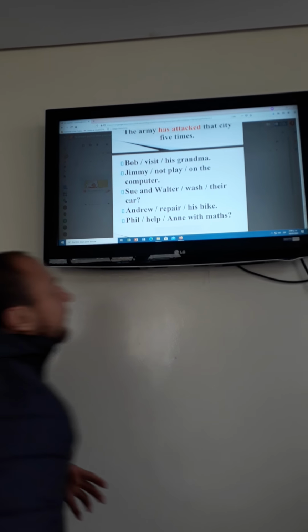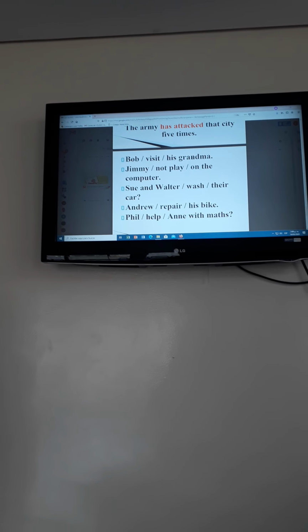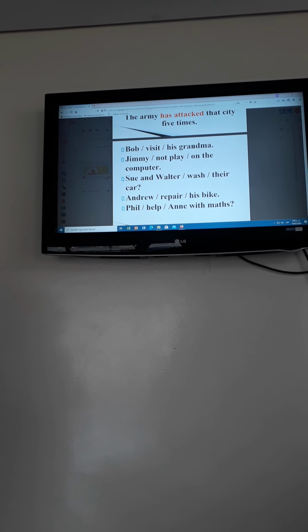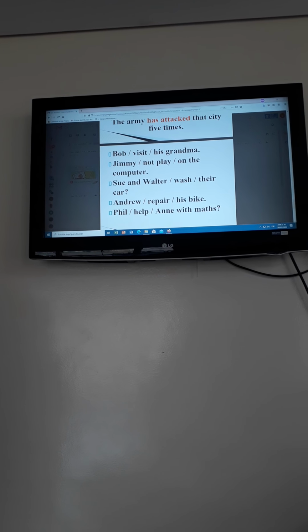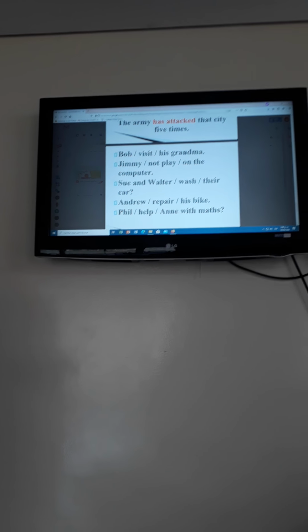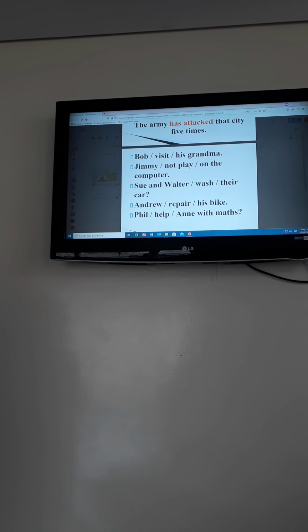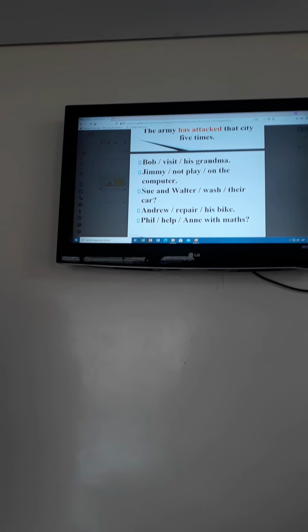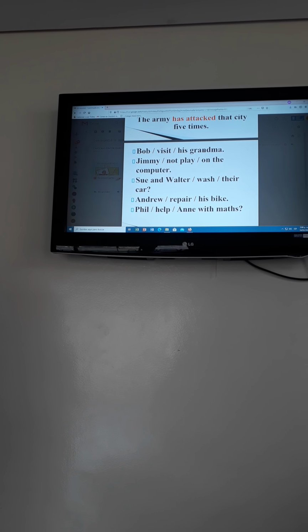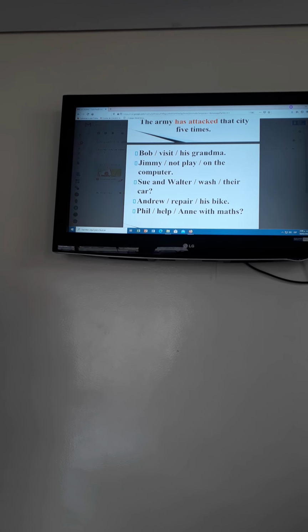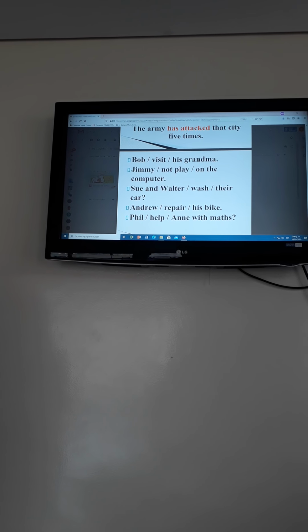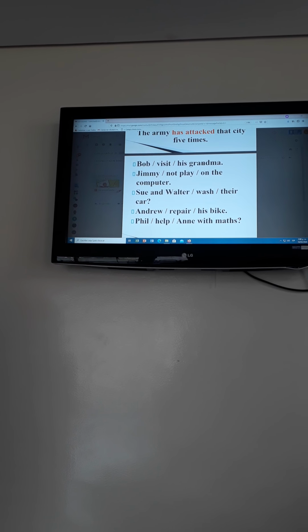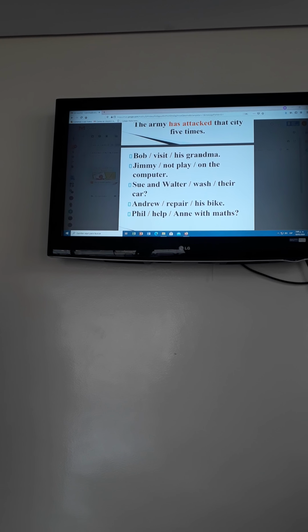So, do we have here some sentences in order to practice what we have learned? I have here one subject, one action, and one complement. So for example, I can create a present perfect sentence. For example, Bob has visited, which is the past participle of visit, his grandma. Or Jimmy hasn't played on the computer. Okay, so that's everything for present perfect.